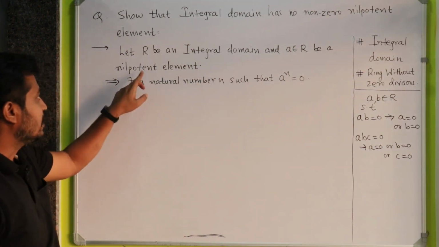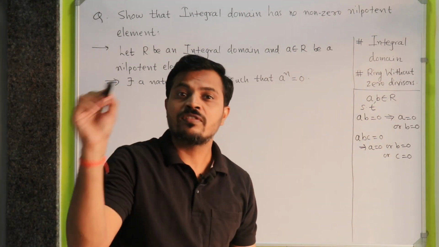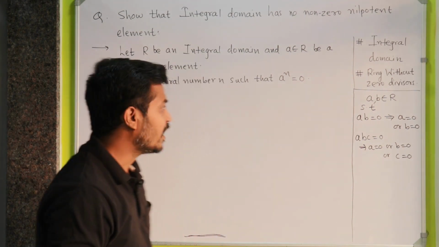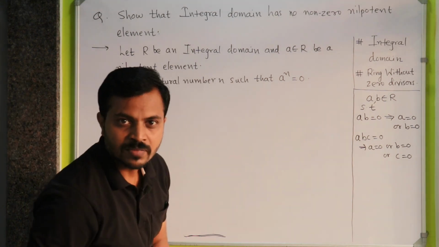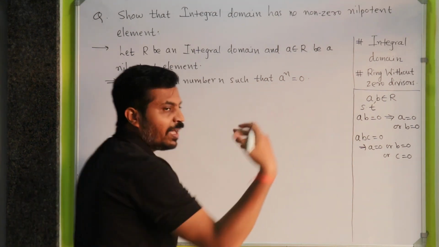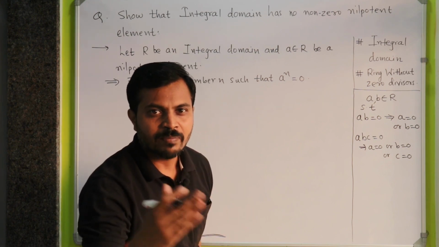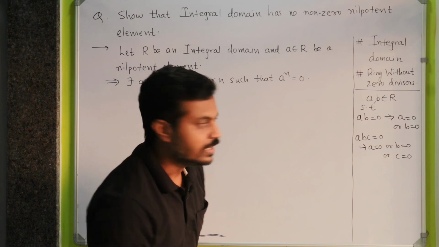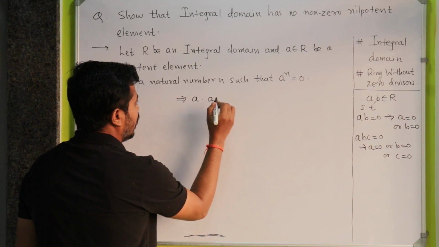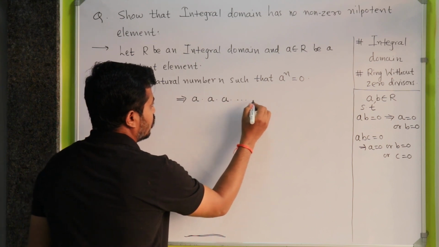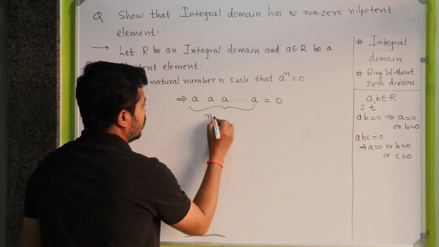A belongs to R is a nilpotent element. Now what is the definition of a nilpotent element? Some positive integral power of A is actually equal to 0, and that is exactly what I have written here. Now remember, what do we mean by A raised to n in ring theory? A raised to n means A multiplied by A multiplied by A, n times. Therefore, this implies that A multiplied by A multiplied by A and so on is equal to 0. Remember, this is n times.